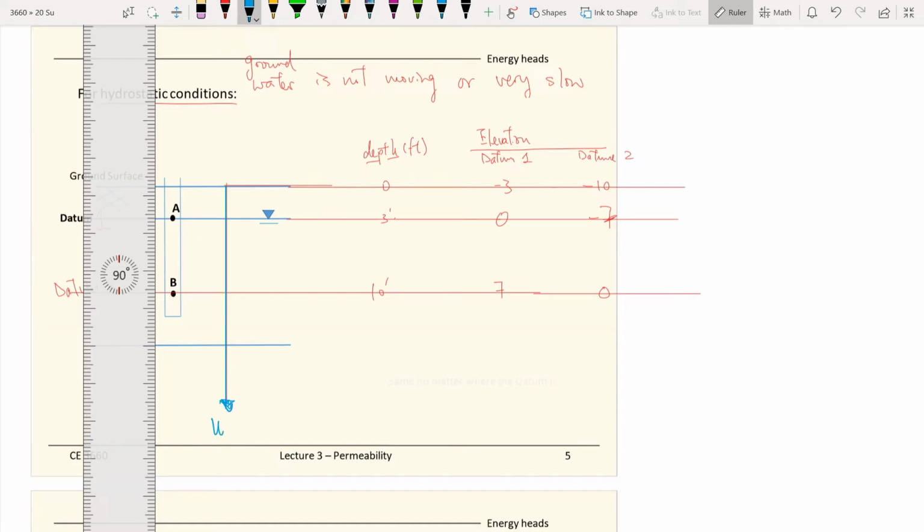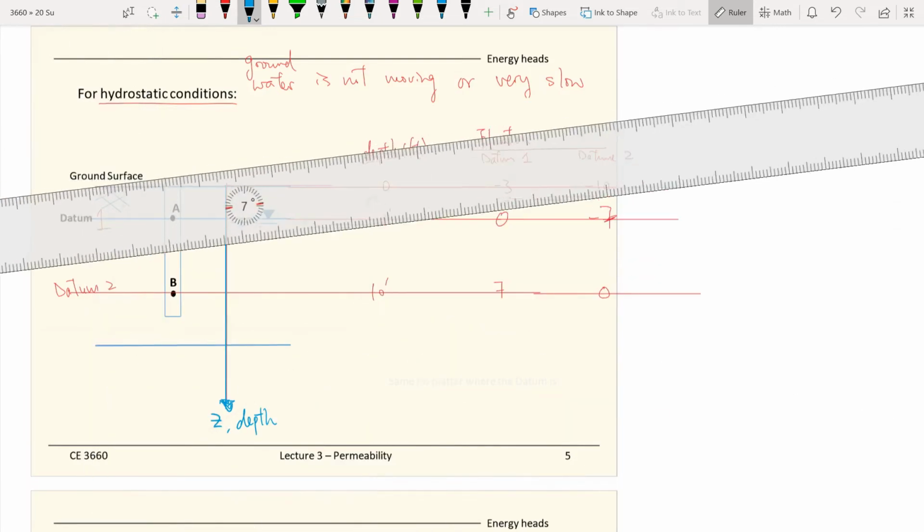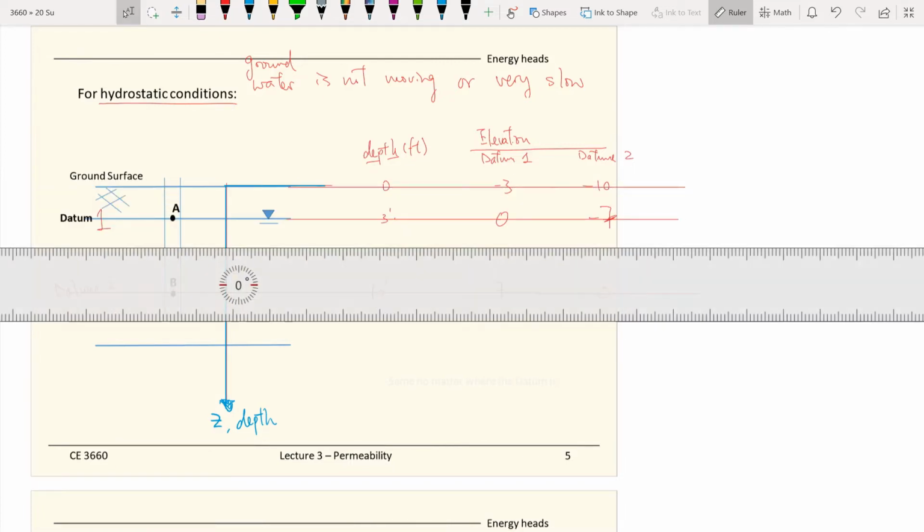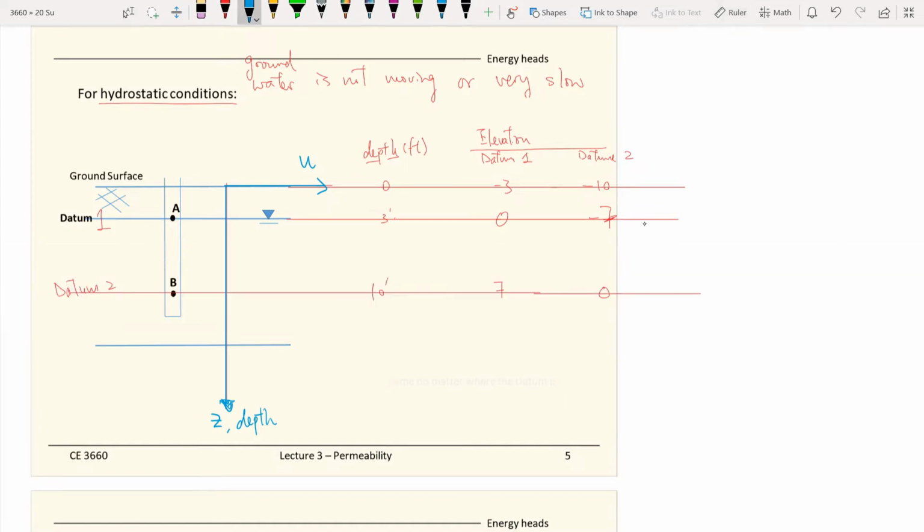So let's look at the pore pressure. This is our depth, which we usually represent by Z. And if we look at the pore pressure here, we use the letter U as the pore pressure. This is our geotech convention: a small letter U means the pore pressure. If we want to represent the pore pressure as a function of depth, we do it this way.